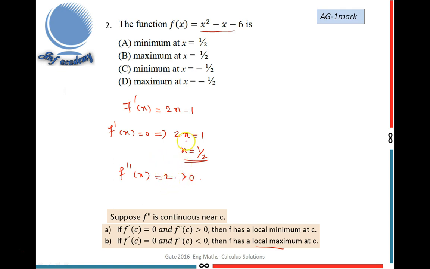So this function f of x has a minimum only. The minimum of f of x is at x equal to 1 by 2. The answer is option A. Option A is the correct answer because f double dash of x is greater than 0 for all x. So the answer is option A.